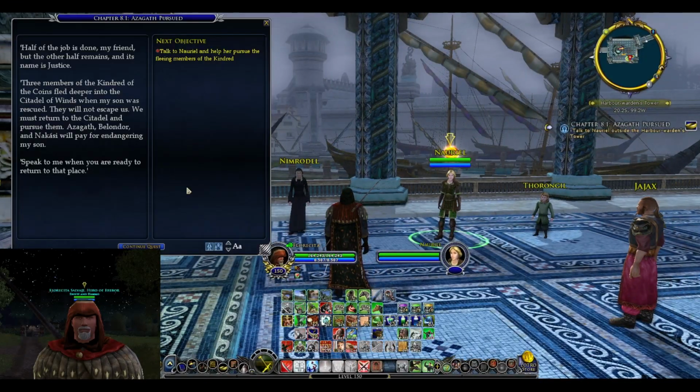Half of the job is done, my friend, but the other half remains, and its name is justice. Three members of the Kindred of the Coins fled deeper into the Citadel of Winds when my son was rescued. They will not escape us. We must return to the Citadel and pursue them. Azagath, Bellander, and Nakasi will pay for endangering my son. Speak to me when you are ready to return to that place.